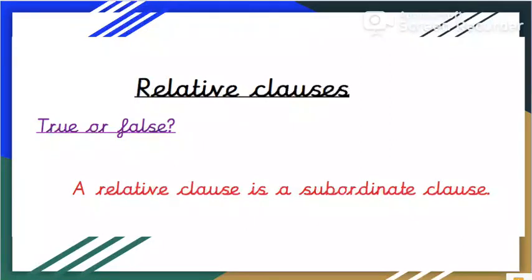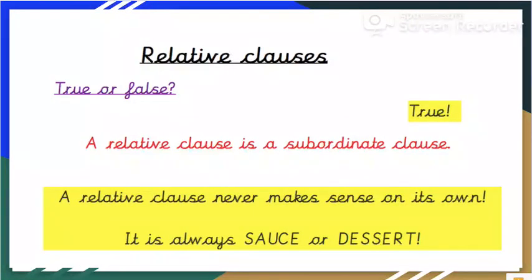Okay, true or false? A relative clause is a subordinate clause. Pause the video, have a little think. What do you think? This is true. A relative clause is a subordinate clause because a relative clause never makes sense on its own. It's always a starter or dessert. So it's always embedded in the main clause or at the end of a main clause. Because it always starts with a relative pronoun, it wouldn't make sense on its own.